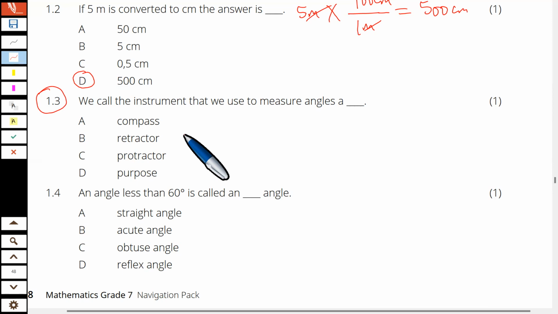Have you ever seen the instrument that is used to measure angles? Yeah, but I can't remember it.